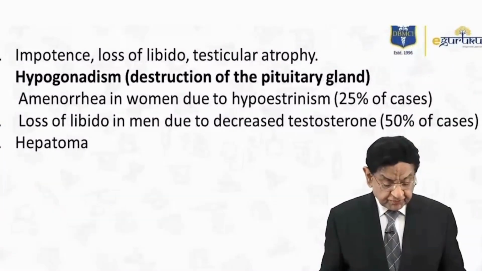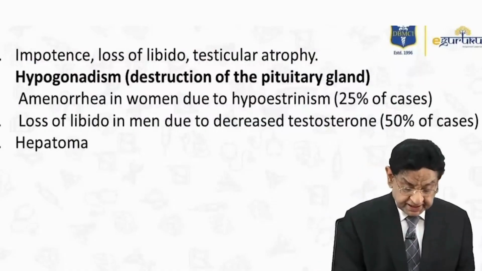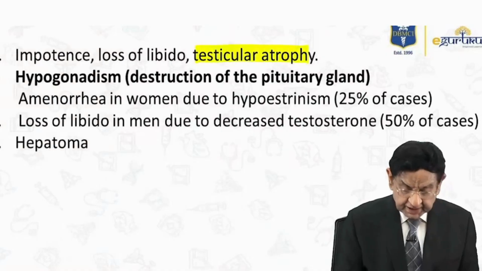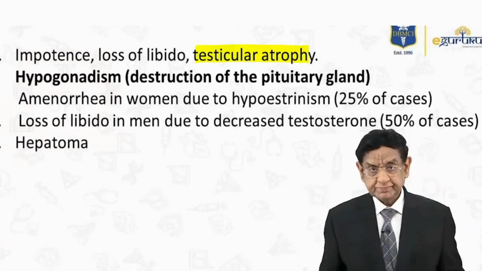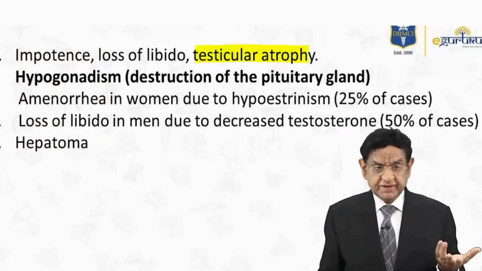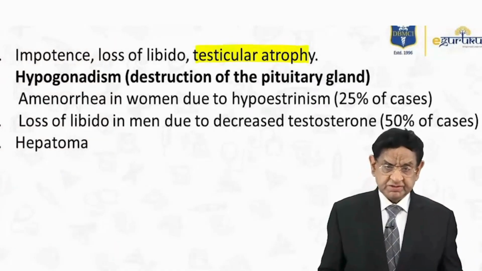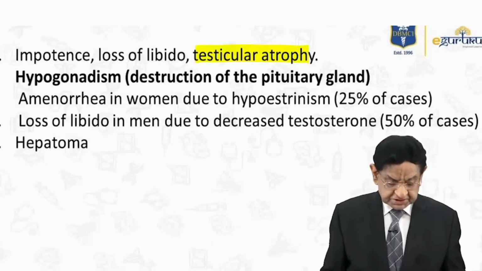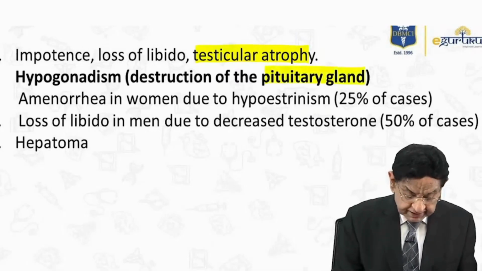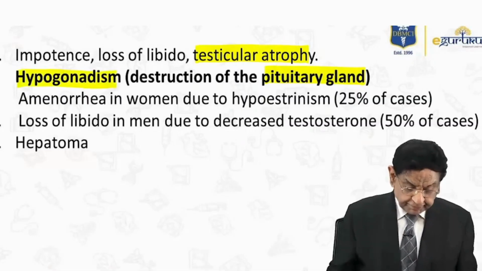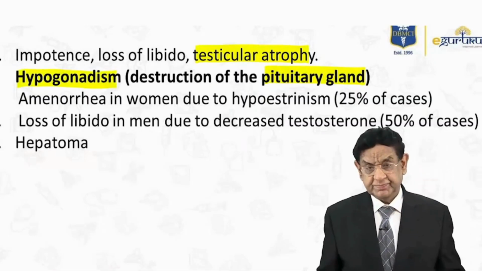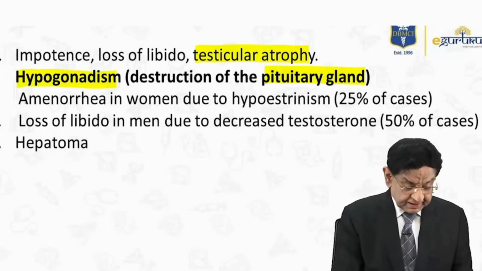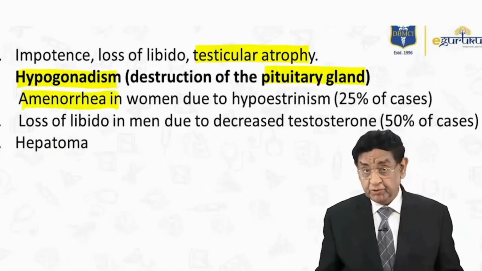Impotency, loss of libido and testicular atrophy. Testicular atrophy is an important clinical feature. And the testicular atrophy will happen, so definitely it will lead to loss of libido. Not only that, there is destruction of pituitary gland, and that also leads to hypogonadism. In these cases, ladies may develop amenorrhea.